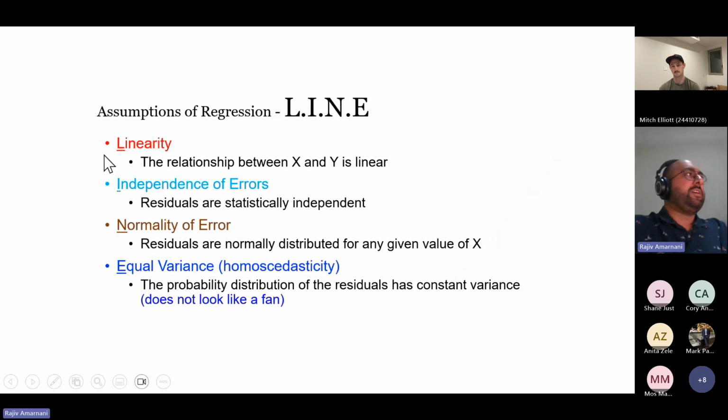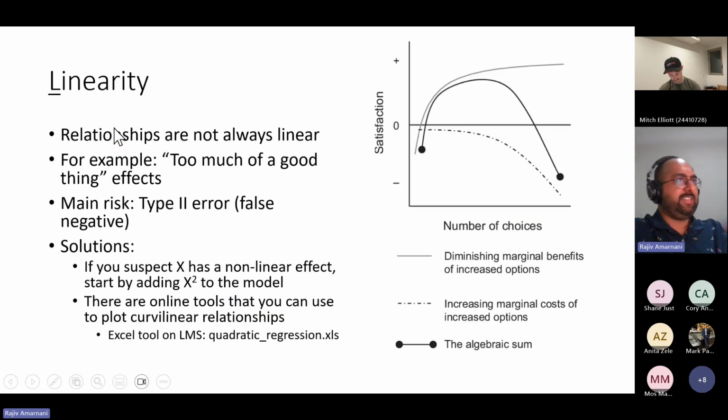So today we're going to go through this. This is simpler than it looks. We'll come back to this later. Let's start with linearity. The relationship between X and Y is linear. Like I've been saying since last week, we're trying to work out the optimal linear combination of predictors that models an outcome. But relationships aren't always linear. You can have your too much of a good thing effect. A classic example of this is so-called choice overload.